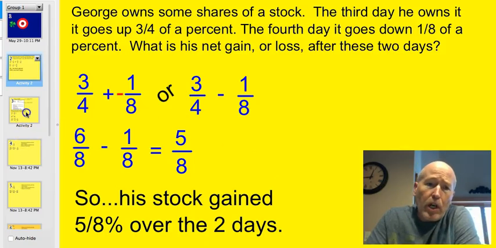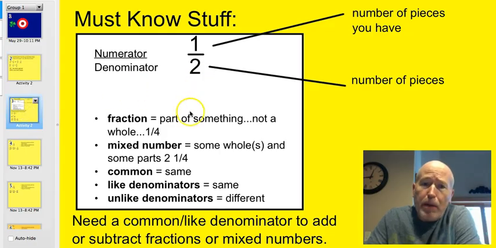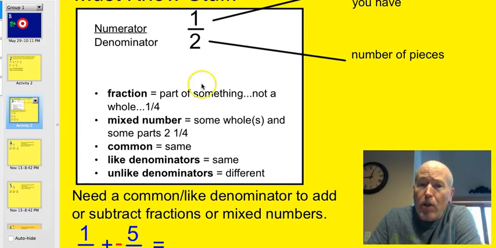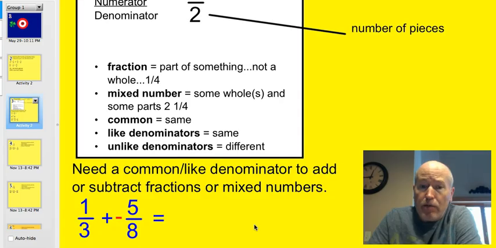Let's take a quick review of some of these words here, especially unlike denominators. That's the key here. Before we had the denominators were like denominators. Now we're moving on to unlike denominators. So we need to make a common denominator to add or subtract those fractions or mixed numbers. And in this case, it'll be fractions.